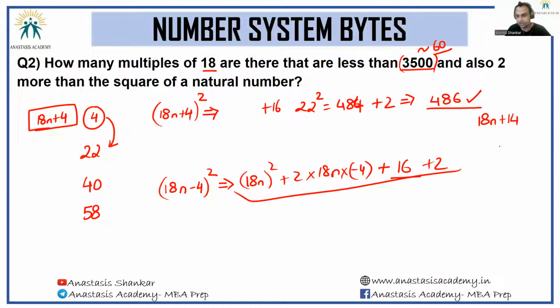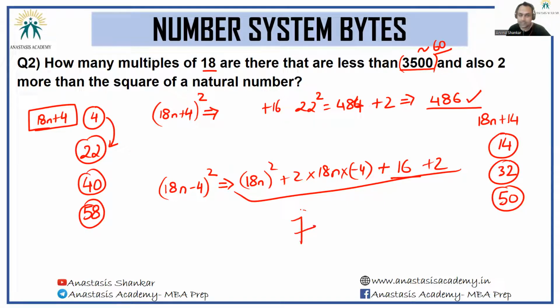Here, if I start, the list of numbers would be 14 plus 18 is 32, plus 18 is 50. I can't go any further because I will cross the threshold of 60. So there are 3 numbers here, 4 numbers here. Altogether, there are 7 such numbers whose square plus 2 is a multiple of 18.